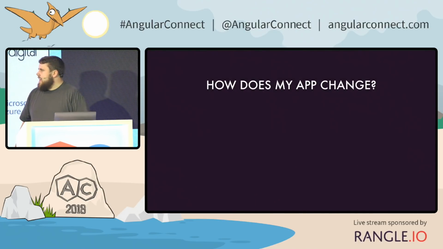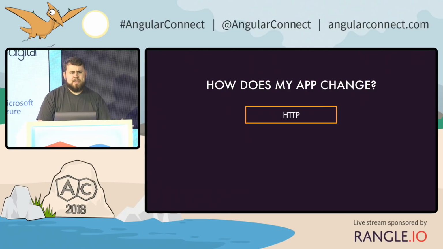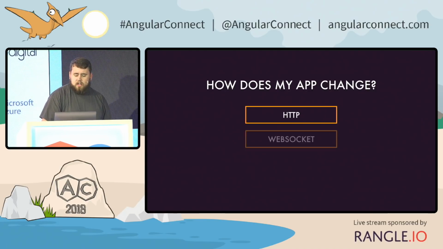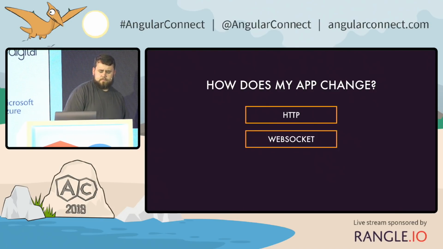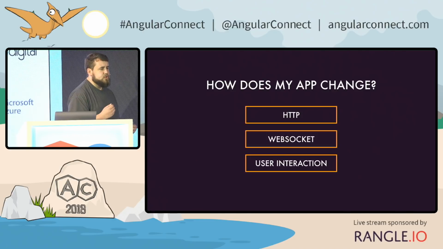And NgRx kind of came into formation by trying to answer this question: how does my application change? Well, for my apps, it changes when my app makes an HTTP request and I get a response back or maybe an error. It also changes when I get a WebSocket message from a connection to my backend server. And of course, it changes when the user is interacting with the components that my application is composed of.